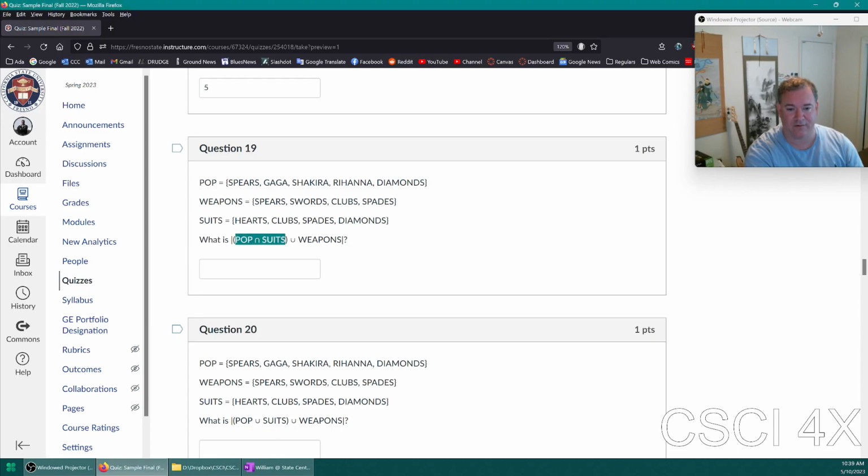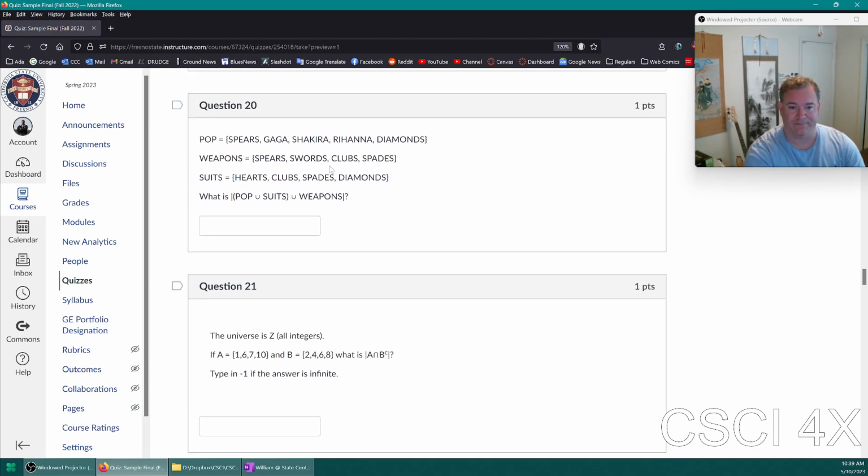Pop intersects suits. So pop intersects suits has both diamonds. Okay, so that's just diamonds. So if we have diamonds and we union this with weapons, diamonds unioned with weapons is going to be 5 also. It's going to be diamonds, spears, swords, clubs, and spades. Sounds 5 as well. What about this one?